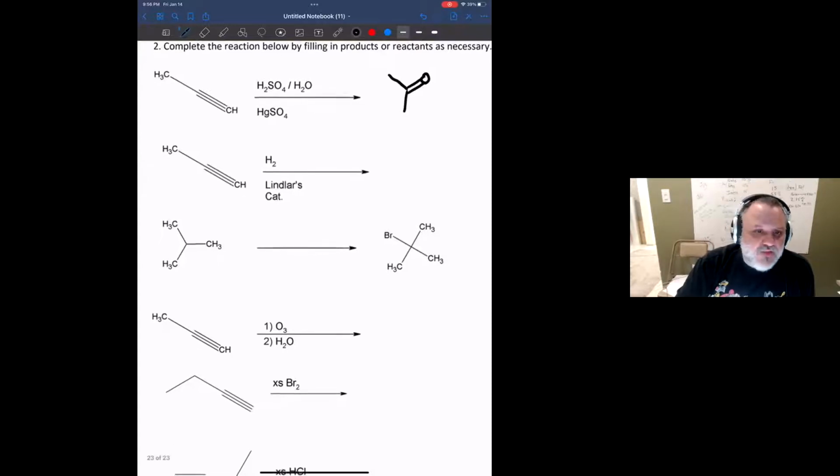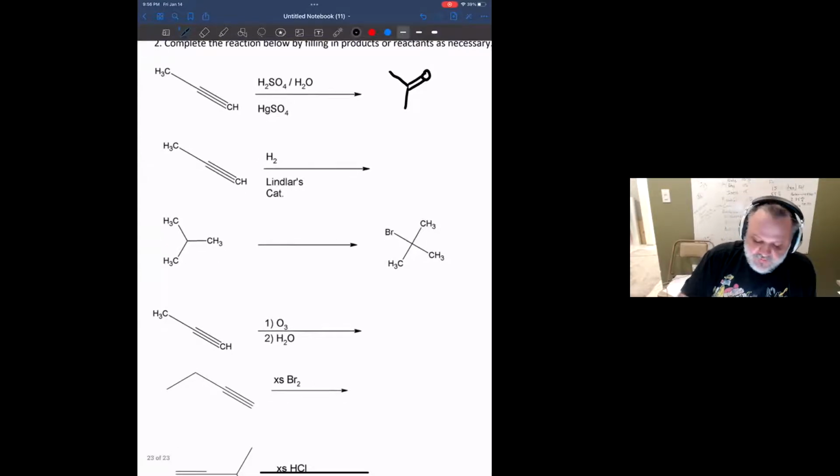Okay, what's going on with H2 and Lindlar's catalyst? Well, H2 would generally have you completely reduce the alkyne to an alkane, but Lindlar's catalyst is a poisoned catalyst. It stops the reduction at the alkene, and so that's what your product is going to be there.